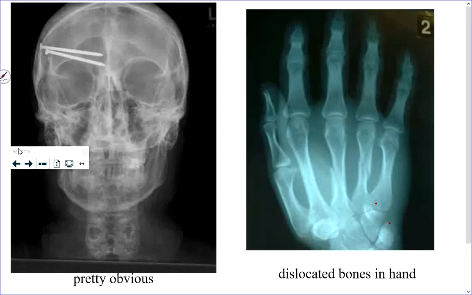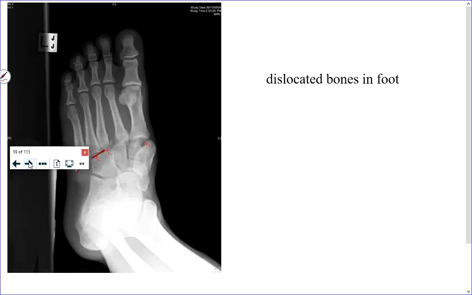If you take a look at this, these are dislocated bones in the hand, so all of these bones, like this bone here where the red dot is, should actually be down where the other red dot is. So all of the bones have been rolled over. Dislocated bone in the foot, same kind of idea.